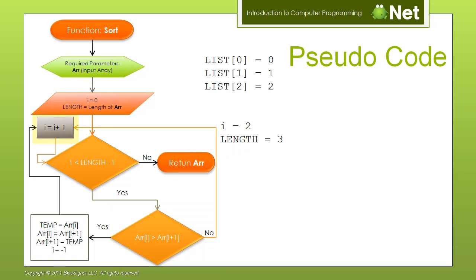We go back. Are we at the end of the list? Is 2 less than the length minus 1? No, it's not. So now we hit the no condition because we're at the end of the list. We've not performed any swap operations, and everything seems to be in order. So now we're going to return the array in its sorted form. How cool is that? Done.